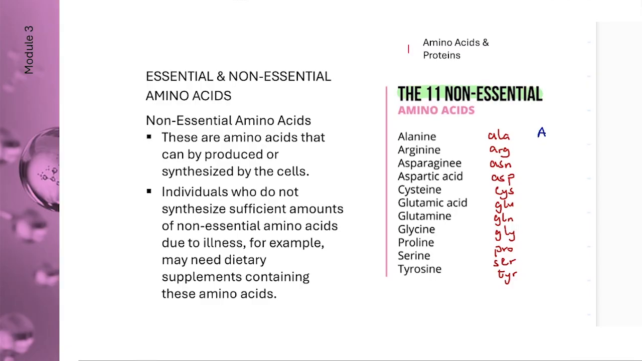Arginine is an R. Asparagine, do you remember asparagine is an amide amino acid? It's an N. Aspartic acid is a D. Cysteine is C. Glutamic acid, you know the two acids, they follow themselves, D and E.